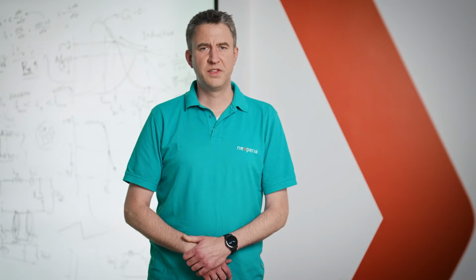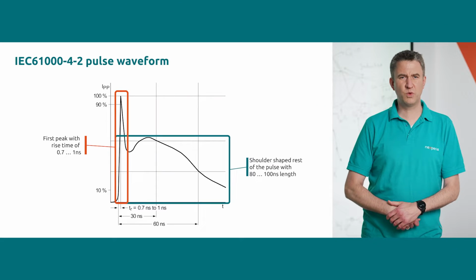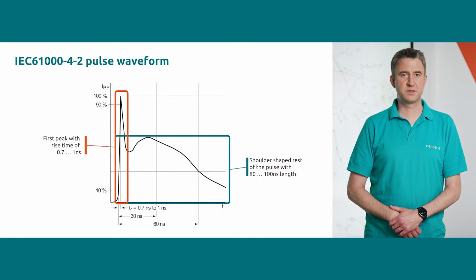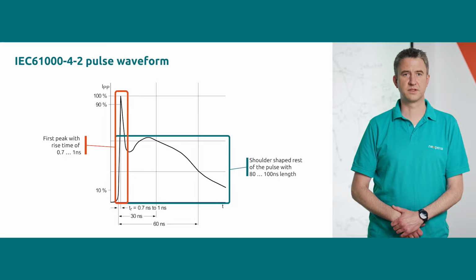Without doubt, the most important standard for system-level ESD protection is IEC 61000-4-2. It defines immunity requirements and test methods for electronic equipment that can be subject to electrostatic discharges from humans. The defined pulse waveform has a very sharp first peak. In only 1 nanosecond, the pulse reaches its peak current. The total length of the pulse is around 100 nanoseconds.